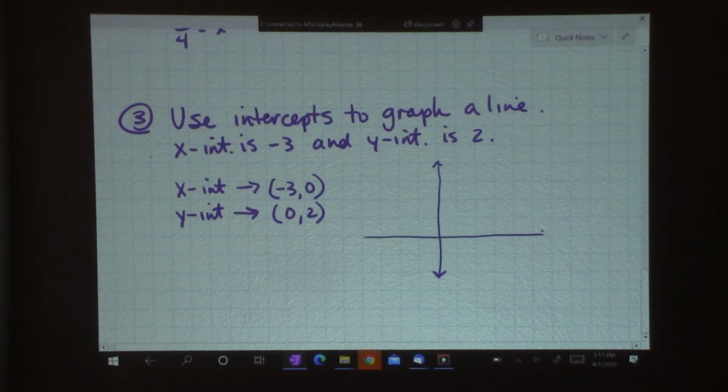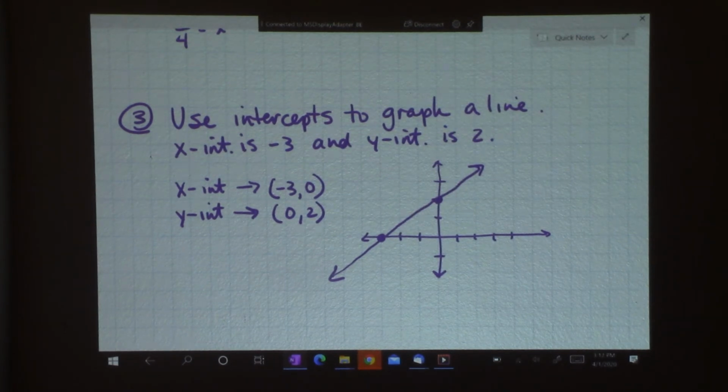If I have my points here, all I need is 2 points to graph a line, always. So I have negative 3, 0, and I have 0, 2. I have 2 points, and there is my graph. That's how it goes.